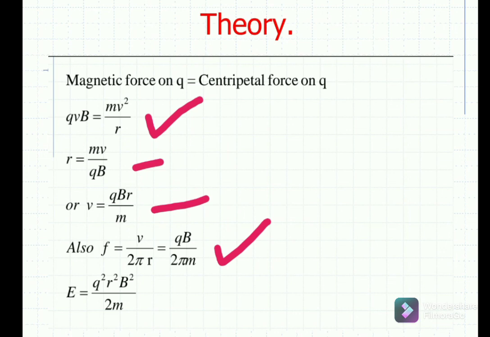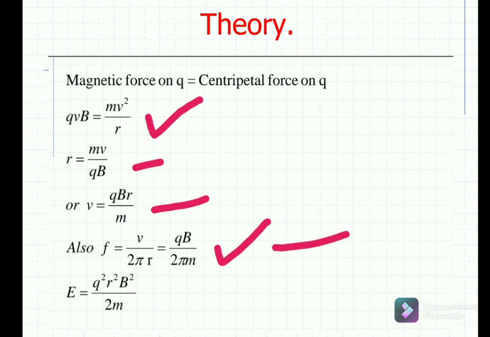From this it is clear that the frequency is independent of velocity and radius of the orbit. The ratio v by r remains constant, so it will acquire a constant frequency. This frequency will be matched with the frequency of the oscillator, and the condition is known as resonance condition. When this resonance condition is achieved, then every time the ion reaches the gap between the two Ds, the polarity of Ds gets changed. So it is very important.